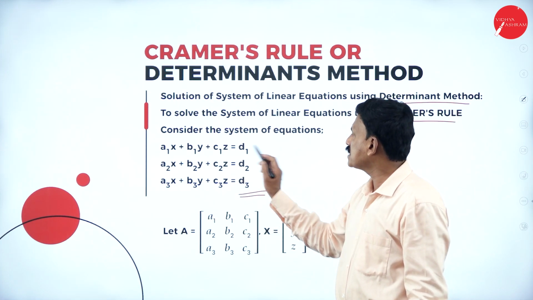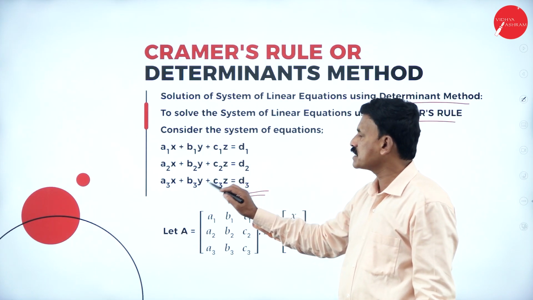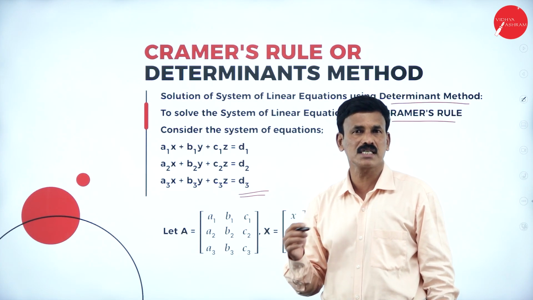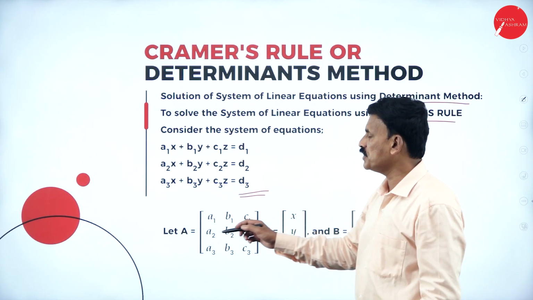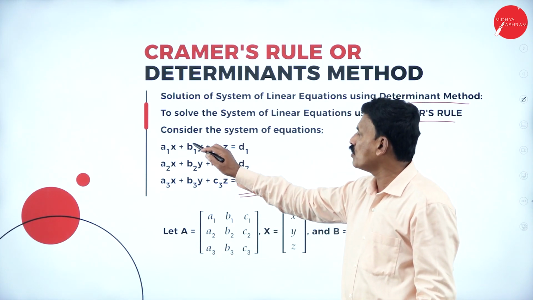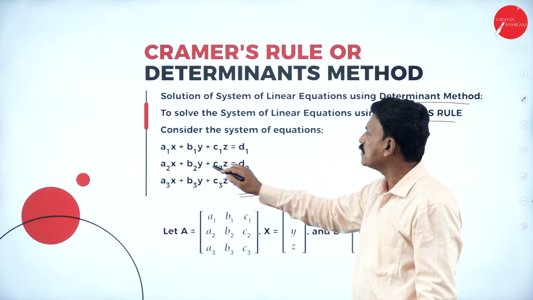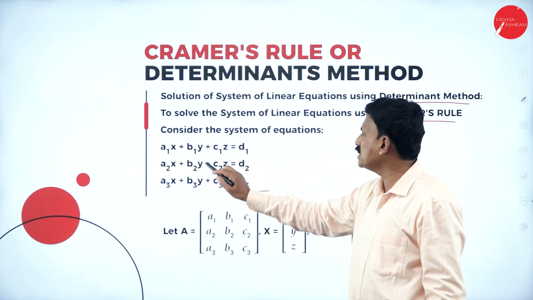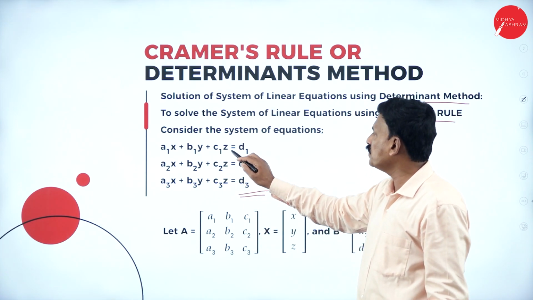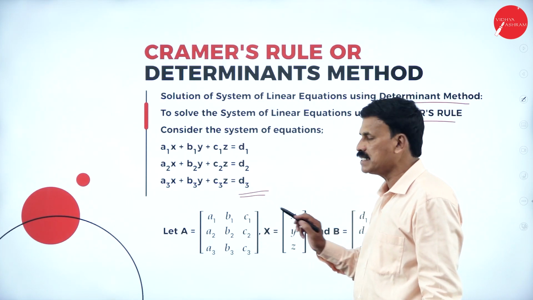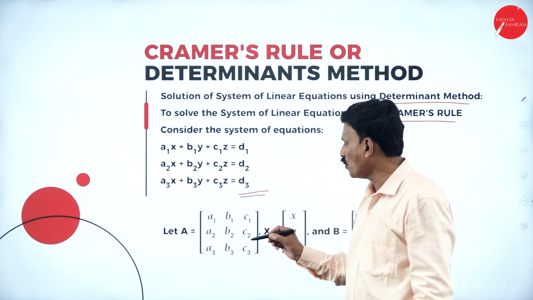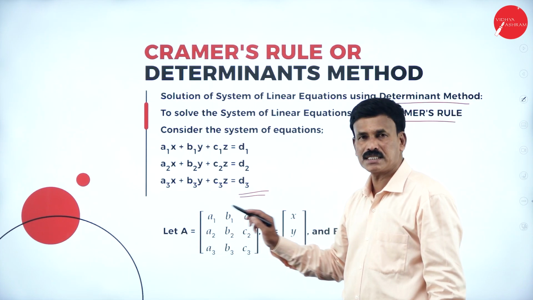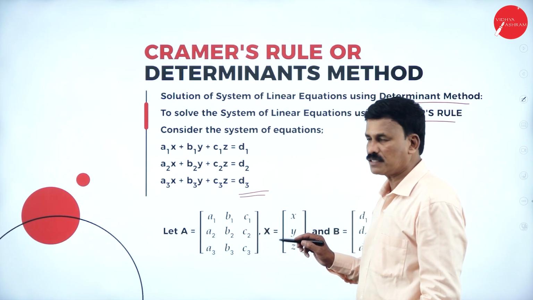Now x, y, z, constant. Just observe whether it is in order or not. Now, just find out A. What is A? A is the coefficient of x, y and z. The coefficient of x is A1, A2, A3. Coefficient of y is B1, B2, B3. Coefficient of z is C1, C2 and C3. Find out the coefficients of x, y, z. Let us represent it by a matrix A or delta.